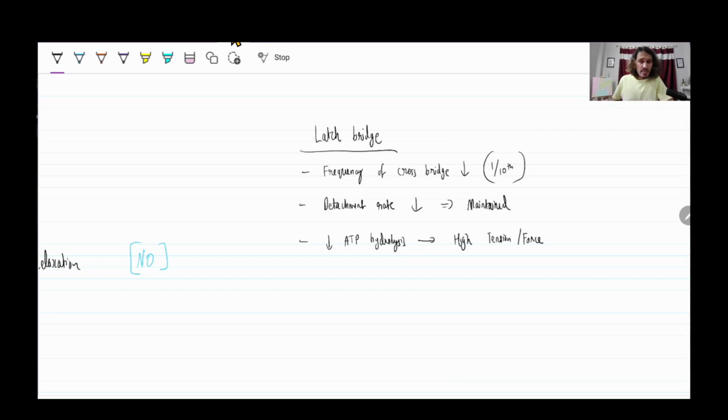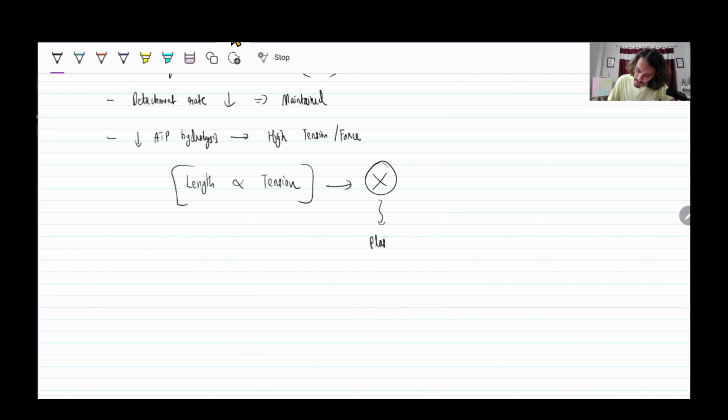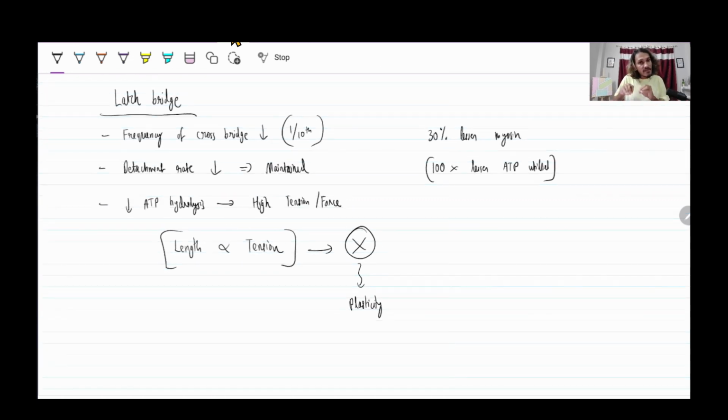Another peculiarity you have to know is the normal length tension relationship that you see is not there. And as a result of that, there will be something called a plasticity property over here. Okay, it's not as linear as you'd think. Sort of unpredictable actually. You can't form a meaningful relationship between that. Okay, so in Frank-Starling's law, length is increased, force of contraction is increased. It's not entirely so in a smooth muscle. Okay. Then if you look at it, as I was telling earlier, around 30% lesser myosin is there, and around 100 times lesser ATP is utilized compared to skeletal muscle. So these are all peculiarities of the latch bridge mechanism.